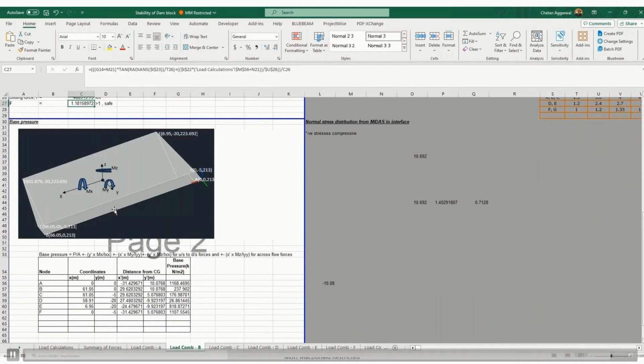Let's check it for the base pressures. These coordinates are not correct, so I have to correct it as per my raft. Okay, so see, this is actually 61. Okay, this is 61, this is fine, and this is 58.91. Okay, these other things are, I think, fine. Okay. See, this is in X direction.